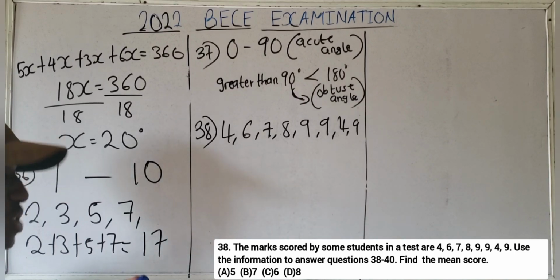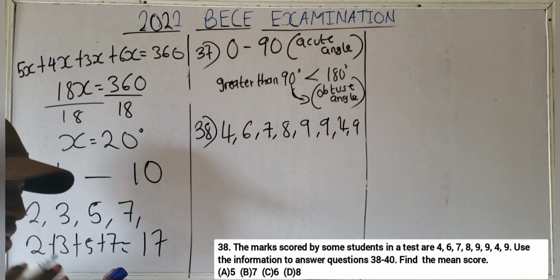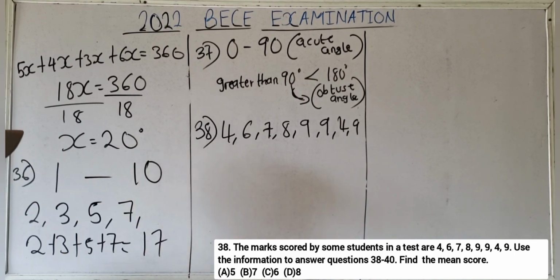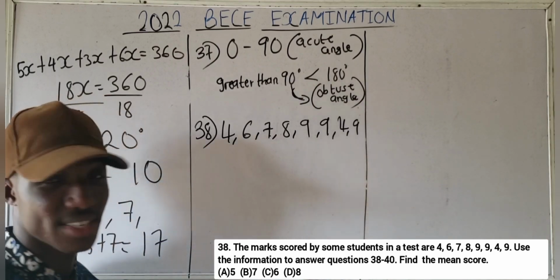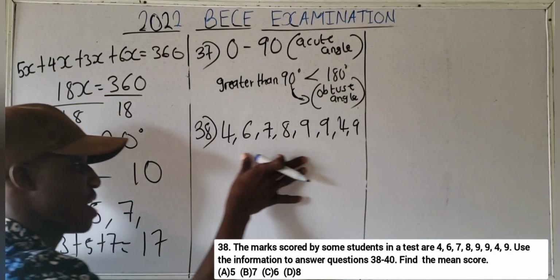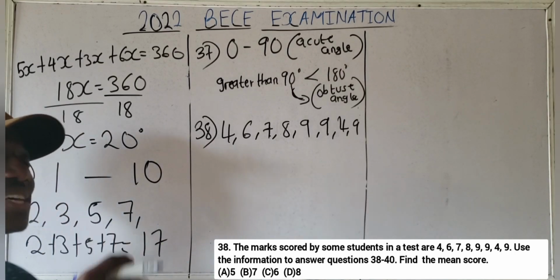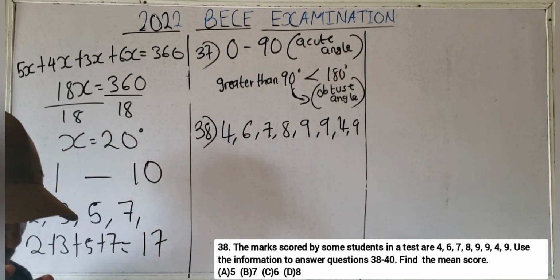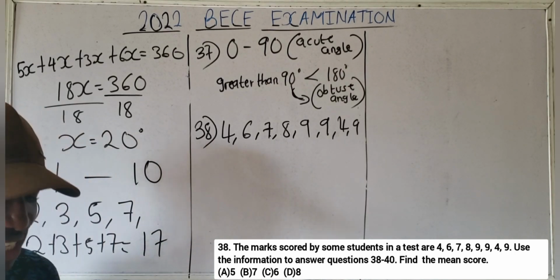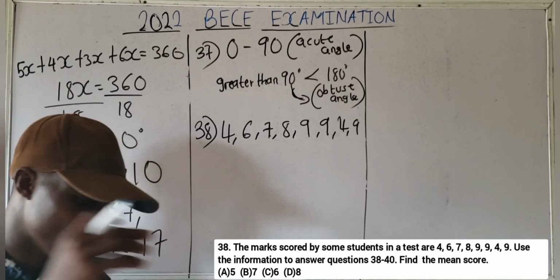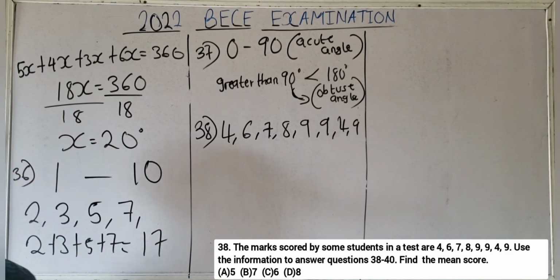Okay? Now let's look at question 38. We are asked to find the mean score. We are given this data. You understand? Okay? We are given these samples. Now, with respect to these samples, we are told to use them to answer questions 38 to 40. Question 38 says, from this data, we should determine the mean of the score, the mean score.